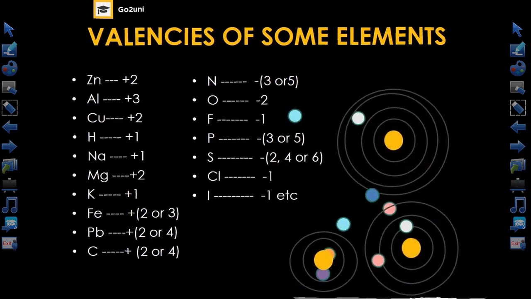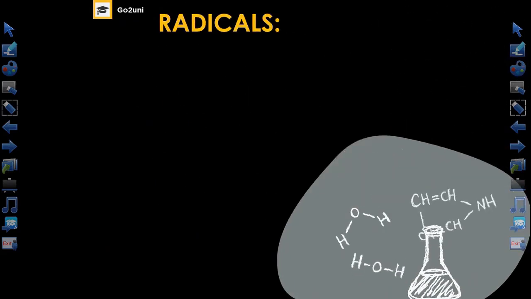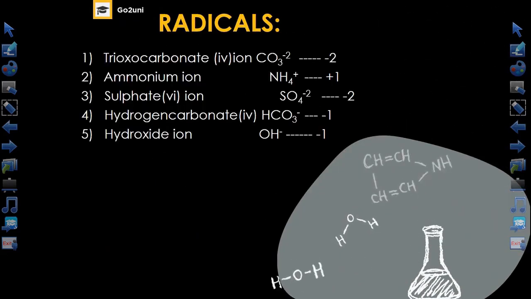Let us take a look at the valency of radicals. Radicals could be positively charged or negatively charged, and when radicals have negative valences, they are classified as anions. A good example is trioxocarbonate(IV) ion, which has a valency of minus 2. Ammonium ion is also a radical with plus 1.